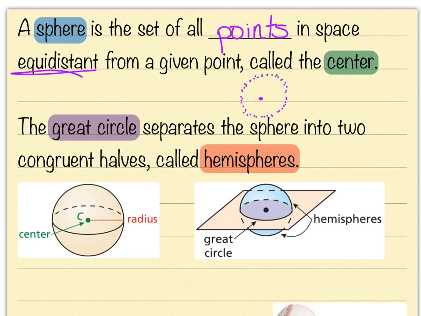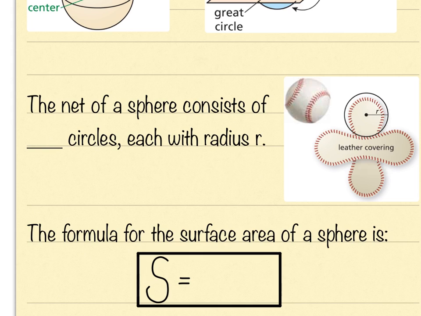We don't just have a radius. Well, we still have a radius, but it's going every direction, not just two dimensions. And so the great circle separates the sphere into two congruent halves, and they're called hemispheres. So a semicircle is half a circle, and a hemisphere is half a sphere. In social studies, you talk about the northern and southern hemispheres, east and west hemispheres. That's a word you should be familiar with.